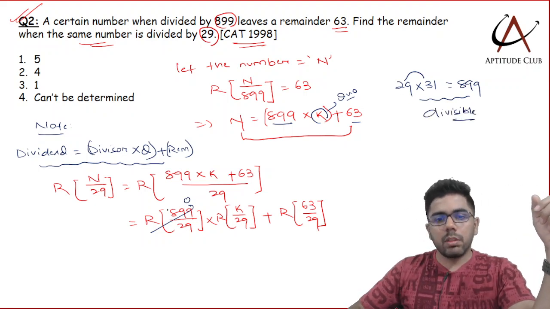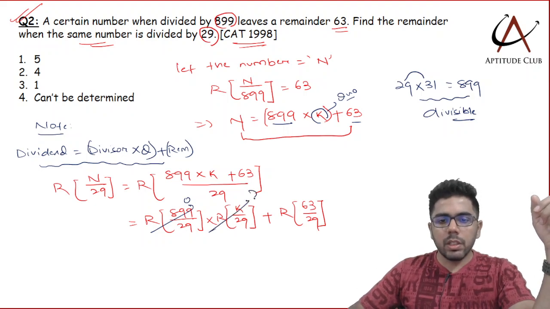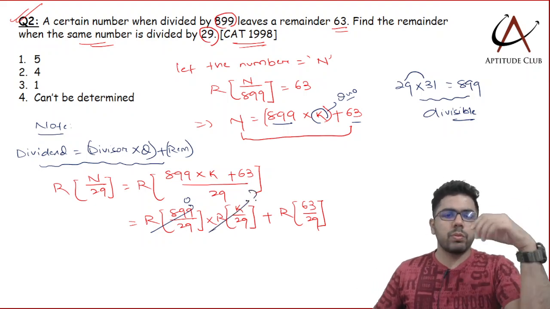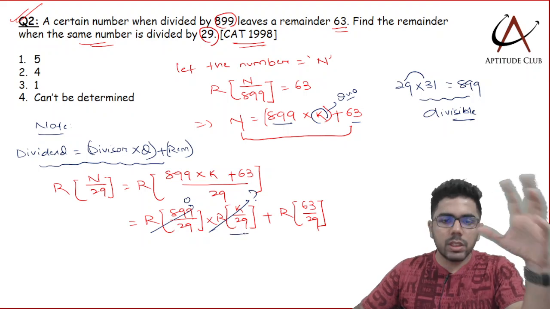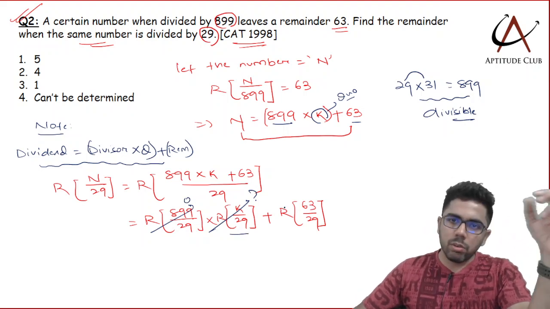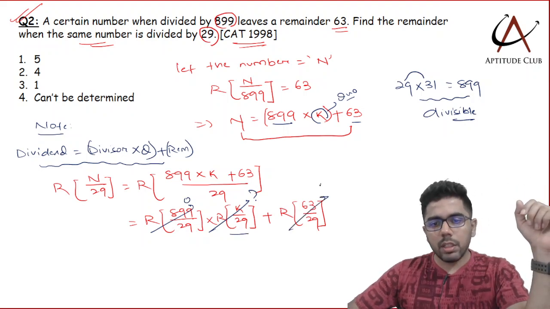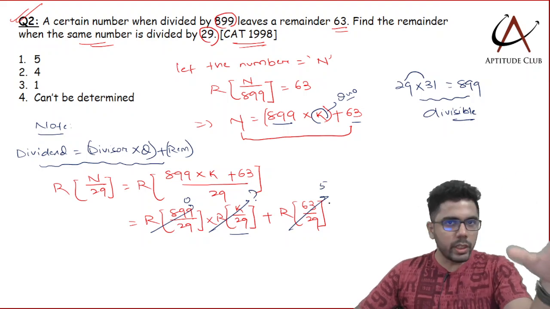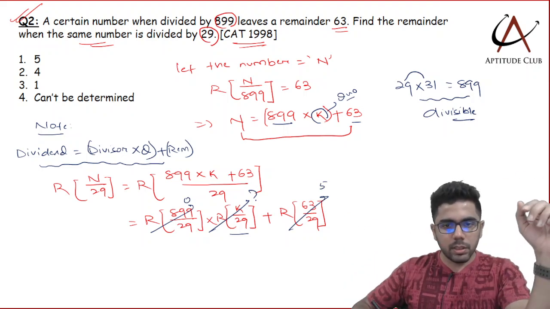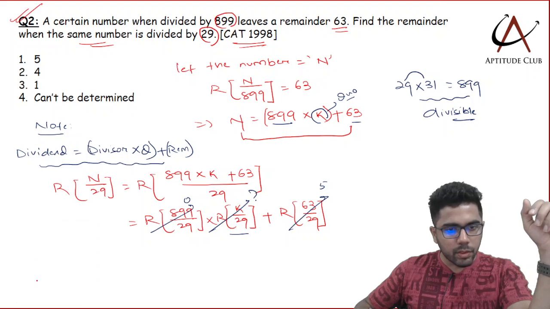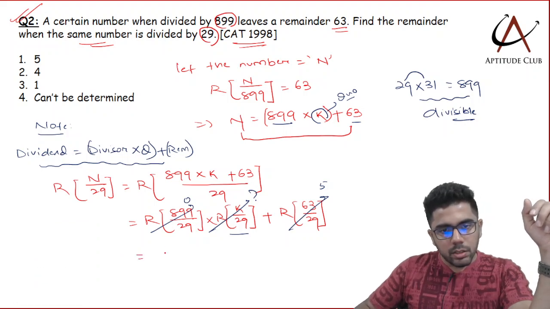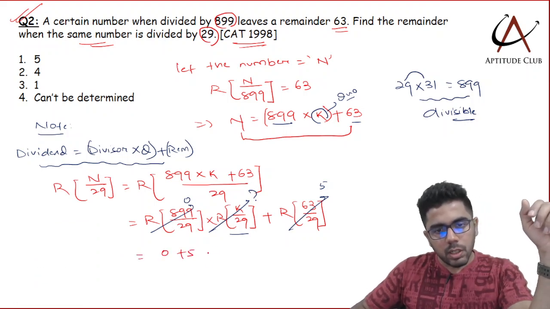Now wherever it is divisible, remainder is 0. What is the remainder when k is divided by 29? We don't know, because we don't know the value of k. But whatever value this is, 0 into that तो overall 0 आ ही जाएगा. And 63 divided by 29, remainder is 5. 29 2 is 58, उससे 5 ज़्यादा है. So I get 0 plus 5. My overall answer is 5.